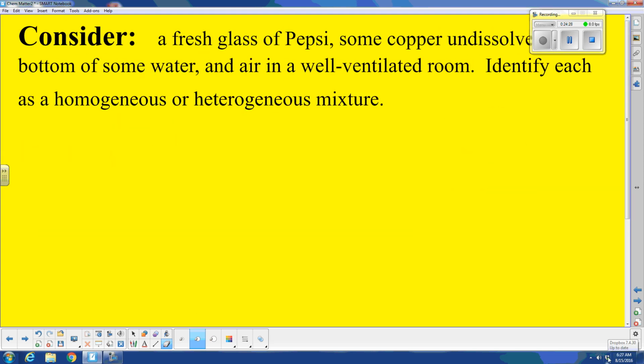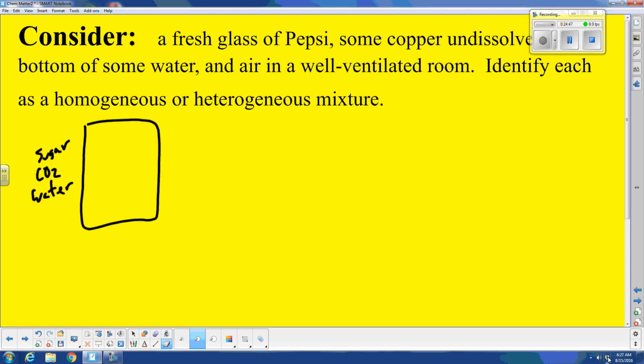So let's go to our question. Let's knock out this set. So I have a fresh glass of Pepsi, right? If I have Pepsi, what do I have? You have to understand I've got some sugar in there, and I have some carbon dioxide, and I have some water. And if you have a good Pepsi, doesn't the first bit of Pepsi taste like the last bit of Pepsi? Meaning the sugar and carbon dioxide and water are all well mixed. And if it's all well mixed, that would mean it has a uniform distribution, and we'd say that this is homogeneous.